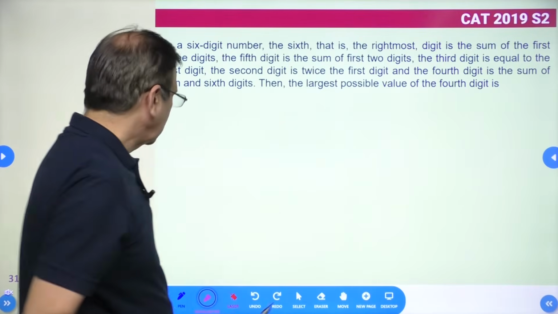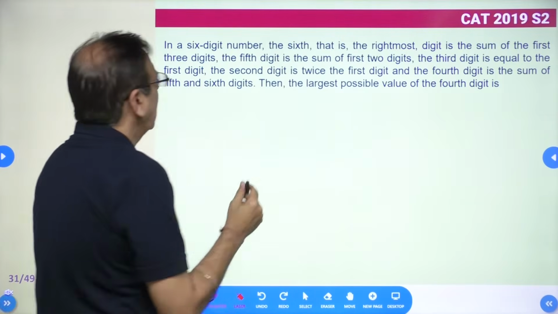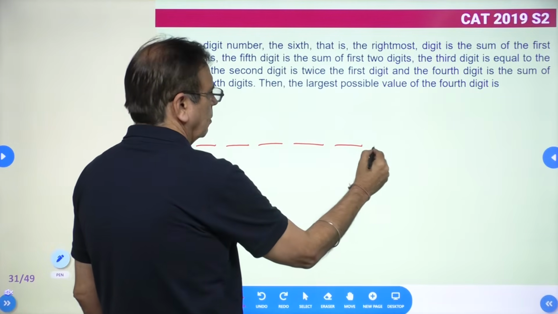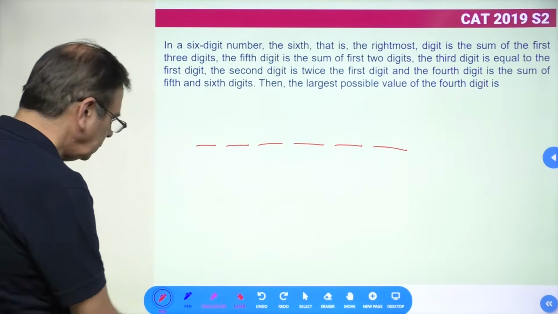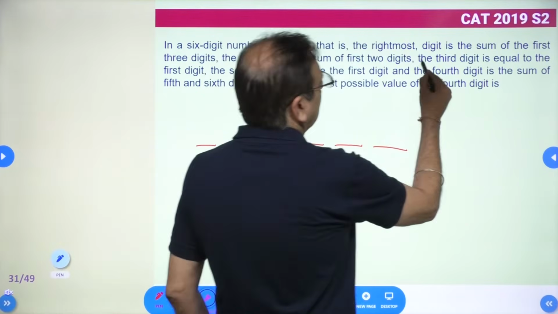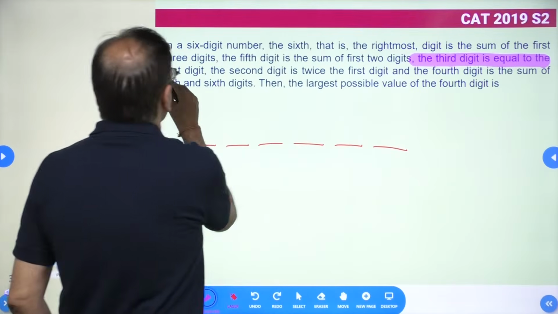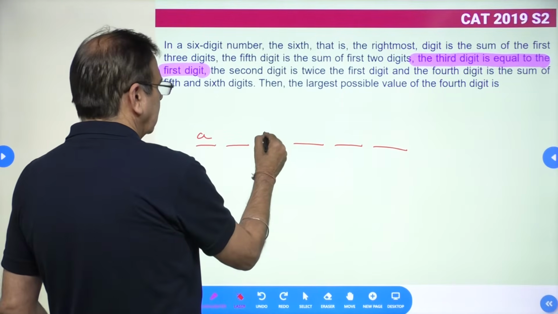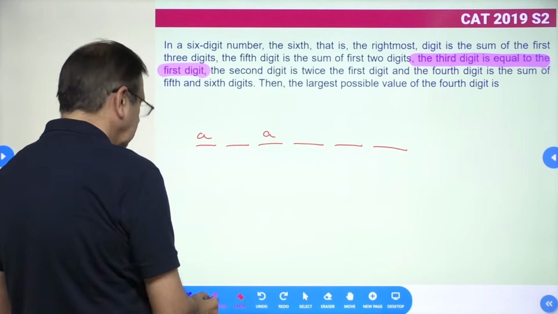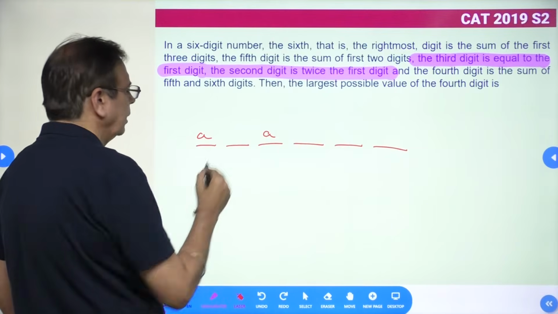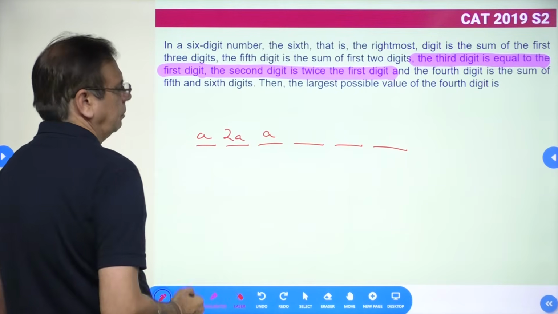Okay. Start writing down the number. What is it? A 6-digit number. Now let's look at the middle portion, where we started. The 3rd digit is equal to the first digit. So if this is A, the 3rd digit will also be equal to A. The 2nd digit is twice the first digit. The 2nd digit will be twice the first digit.